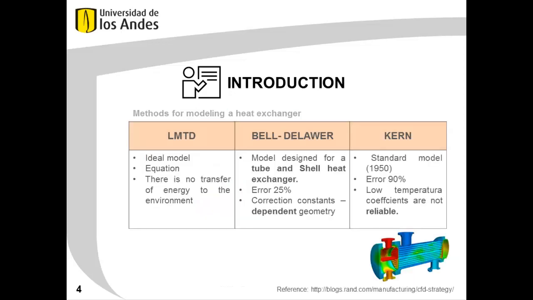Also, there are three methods we use for modeling the heat exchanger. LMTD, this is an ideal model, and there is no transfer of energy to the environment. The BELL-DELAWARE, that is a model designed for a tube and shell heat exchanger that gives an error of 25% and has correction constants depending on the geometry. And finally, the KERN, that is a standard model from 1950 that gives an error of 90% and has low temperature coefficients that are not reliable.